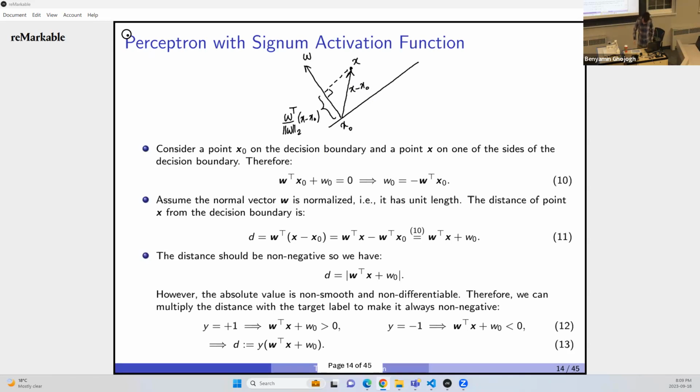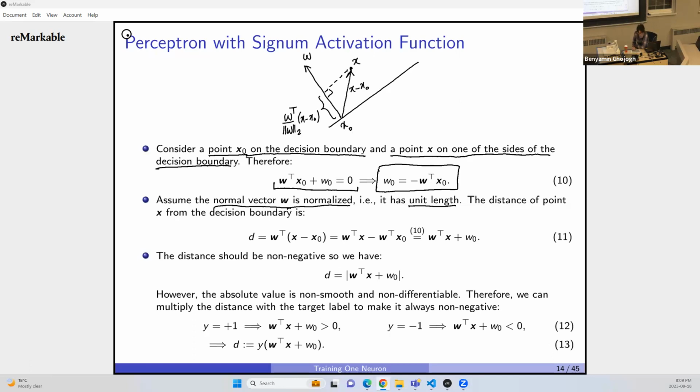Now consider a point x0 on the decision boundary, a point like this, and a point x on one of the sides of the decision boundary, such as this. Agree? Then, as x0 is on the line, it satisfies the equation of the line. Therefore, W transpose x0 plus W0 equals 0. I can rearrange the terms to get W0 equals minus W transpose x0. Agreed? Now assume the normal vector W is normalized. What do I mean? It has unit length.